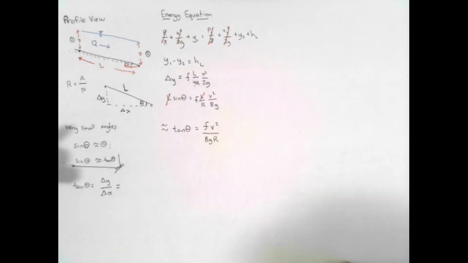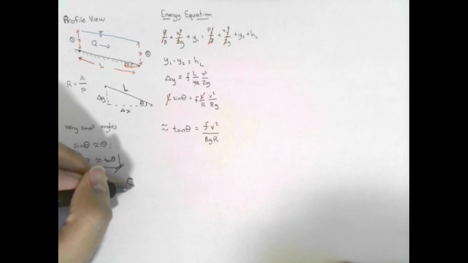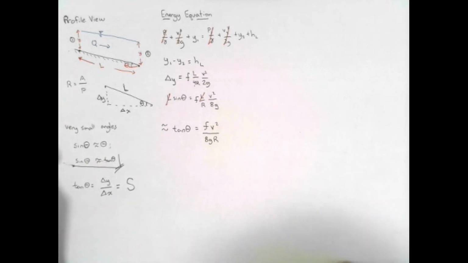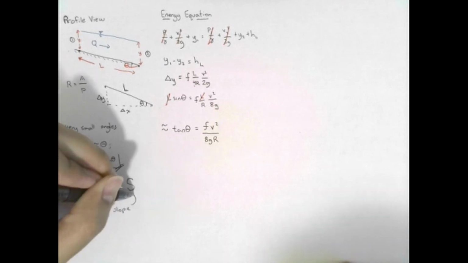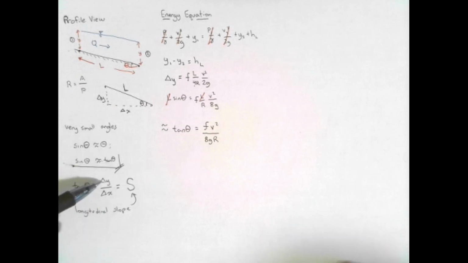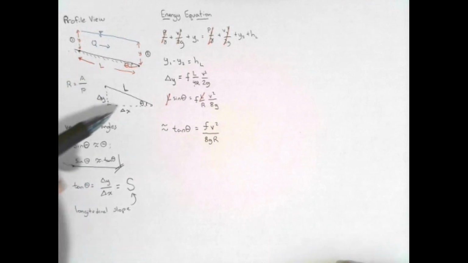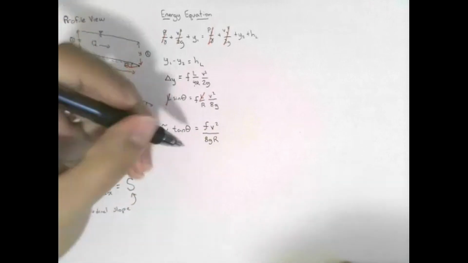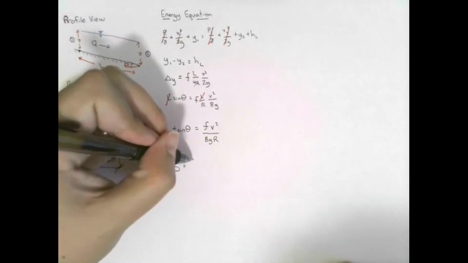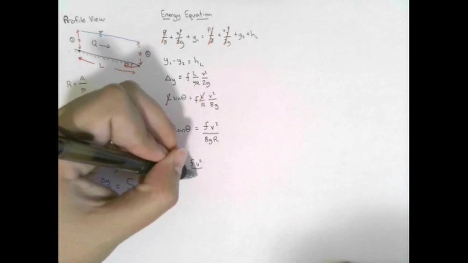And this is a term that we use in water resources engineering. We just call it the longitudinal slope, okay? So this S simply stands for longitudinal slope. And it is equal to the ratio of the drop in elevation over the horizontal distance traveled by that channel. So the drop in elevation from here to here over the horizontal distance traveled by that channel. So I can then write my equation as simply saying that the slope equals the friction factor times velocity squared over 8 times gravity times the hydraulic radius.